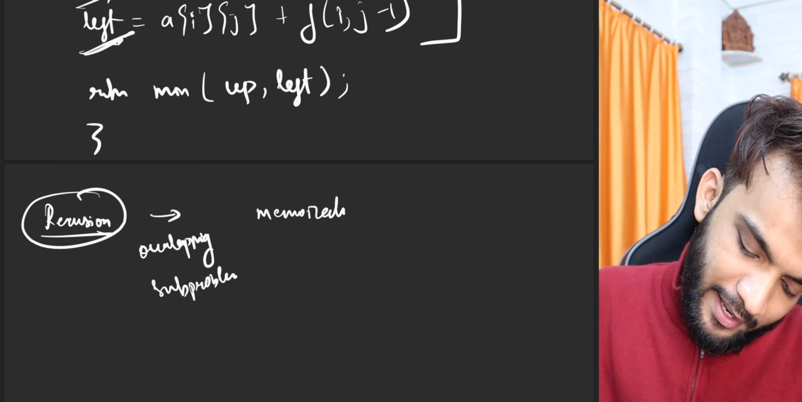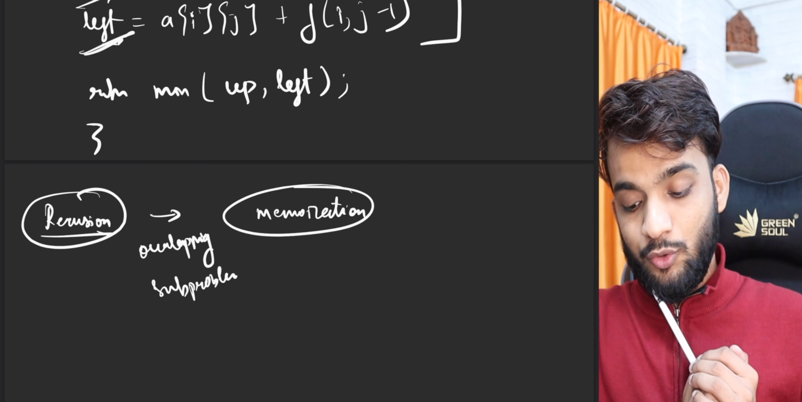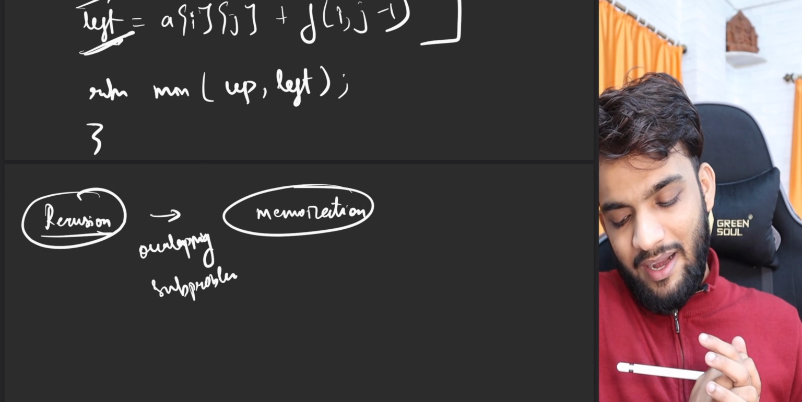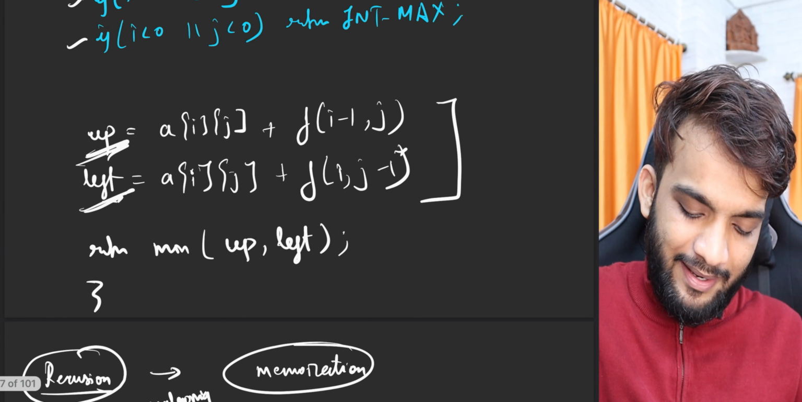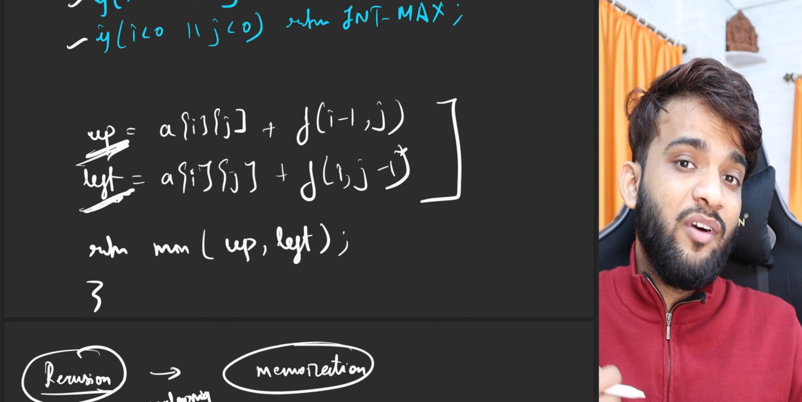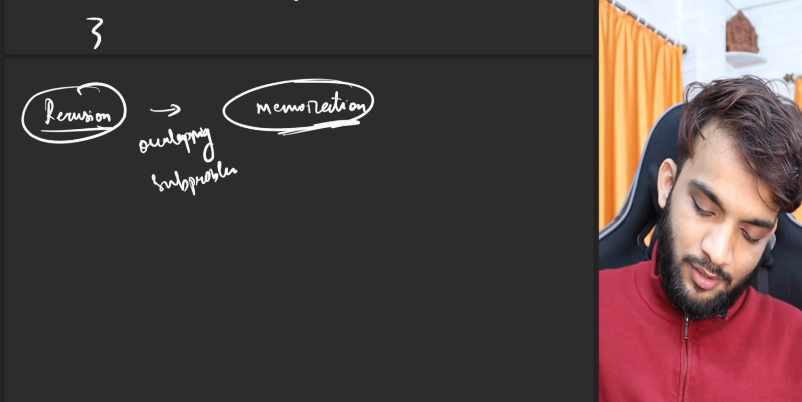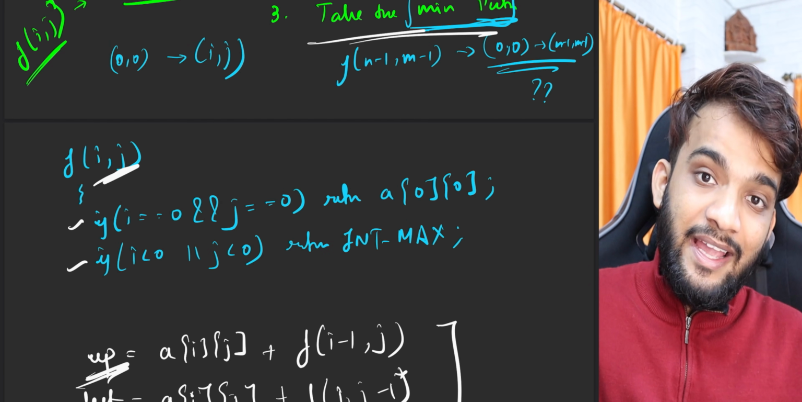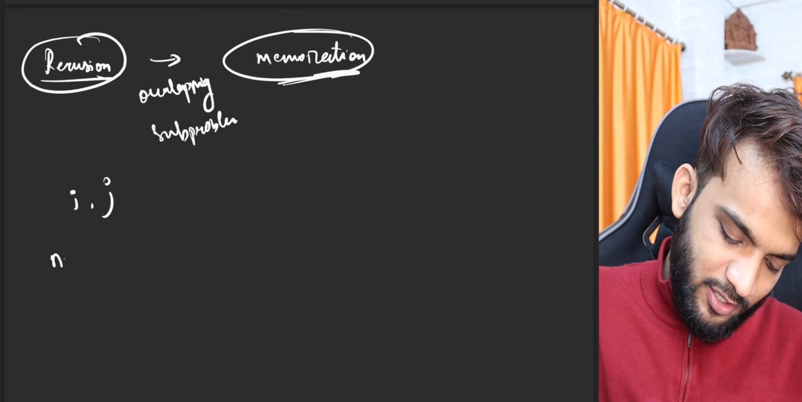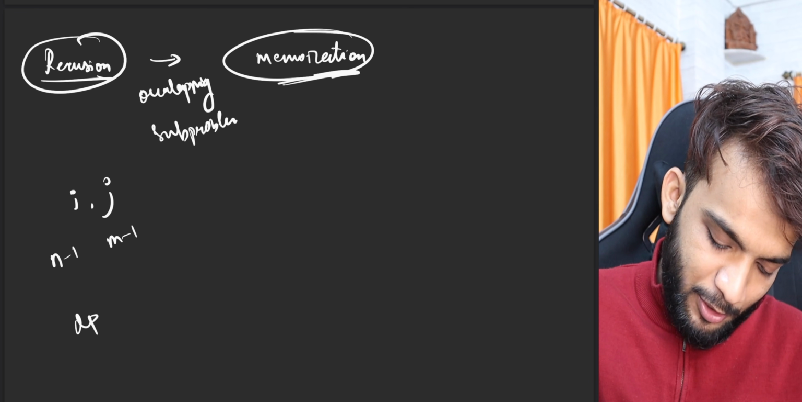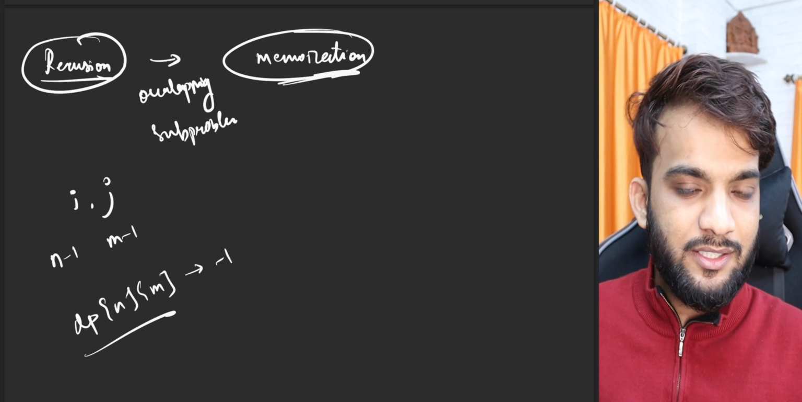So how do you apply memoization? Again, very simple trick. I think showing you overlapping subproblems doesn't make sense because I've already shown you that whenever we did up and left, there were overlapping problems. So we have to apply memoization on i j. What's the maximum value of i j? It is n minus 1 and m minus 1. So there will be a dp of n and m. Declare it as minus 1.